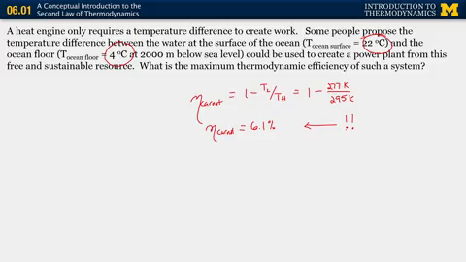So it's really, really low. While the resource is free and completely sustainable, we think, the efficiency of such a system is extraordinarily low. And of course, in the real world, we wouldn't even achieve the maximum efficiency. So 6%, while it's the best we can hope for, we wouldn't get anywhere close to that.